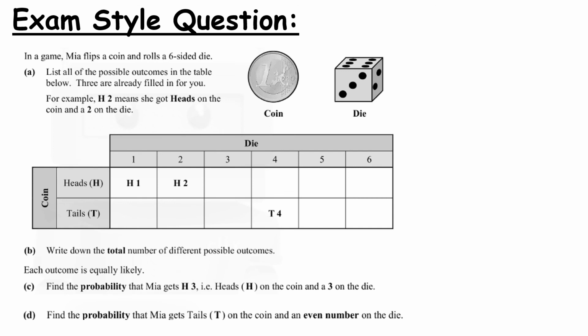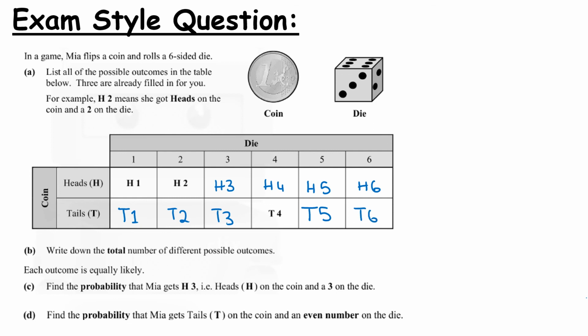So let's take a look at an exam style question. In a game, Mia flips a coin and rolls a 6-sided die. List all the possible outcomes in the table. 3 are already filled in for you. So heads and 1, heads and 2. We could get heads and 3, heads and 4, heads and 5, heads and 6. This will be tails and a 1, tails and 2, tails and 3, tails and 4 is already filled in, tails and 5, tails and 6.